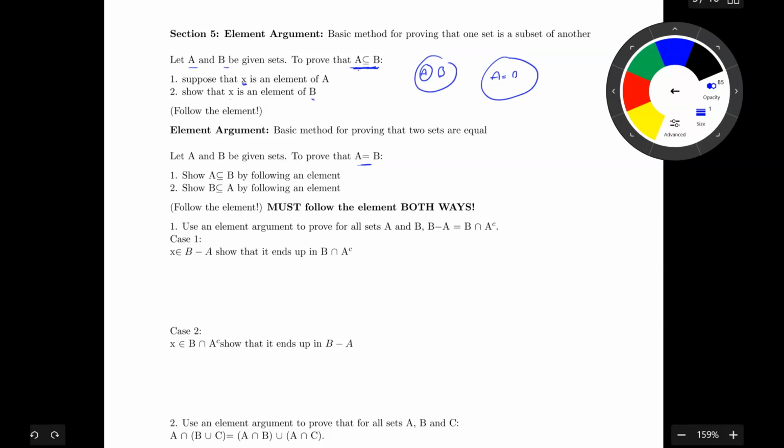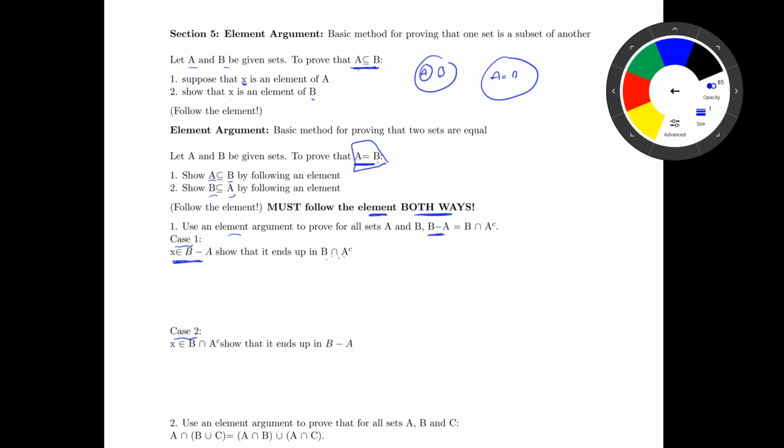This is the exact case where I want to show A is equal to B. If A is equal to B, then I'm going to show A is a subset of B, and I'm going to show B is a subset of A. So you've got to follow the element both ways if you're trying to show two sets are equal to each other. All right, so let's do this element argument. You need to tell me which way you're going and where you're starting. You don't have to label them case 1 or case 2, but at least you need to say this. If I'm picking an element in here, I want to show that it ends up in here.